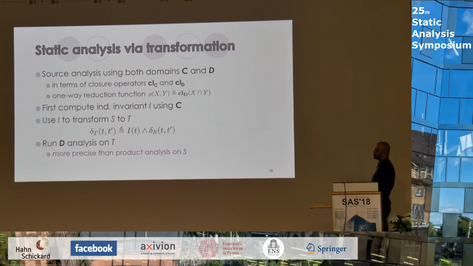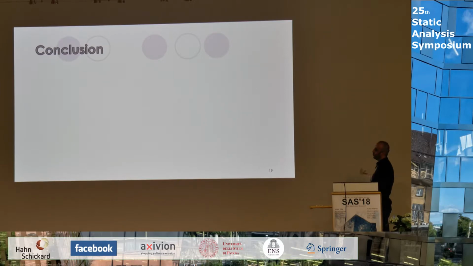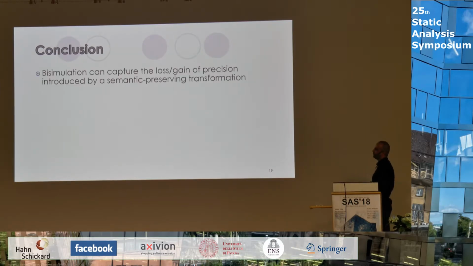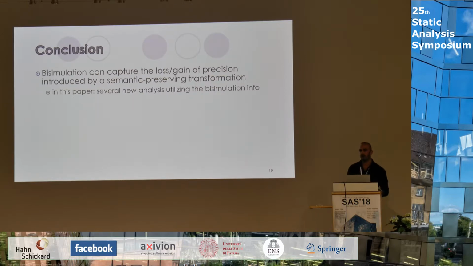So in conclusion, in this paper, we show how bisimulations can capture the loss or gain of precision introduced by program transformations, and we formulate several analyses that utilize bisimulation information and show this. One thing that we would like to point out is that the point of this work was to set up a way of thinking about this problem and some initial results.